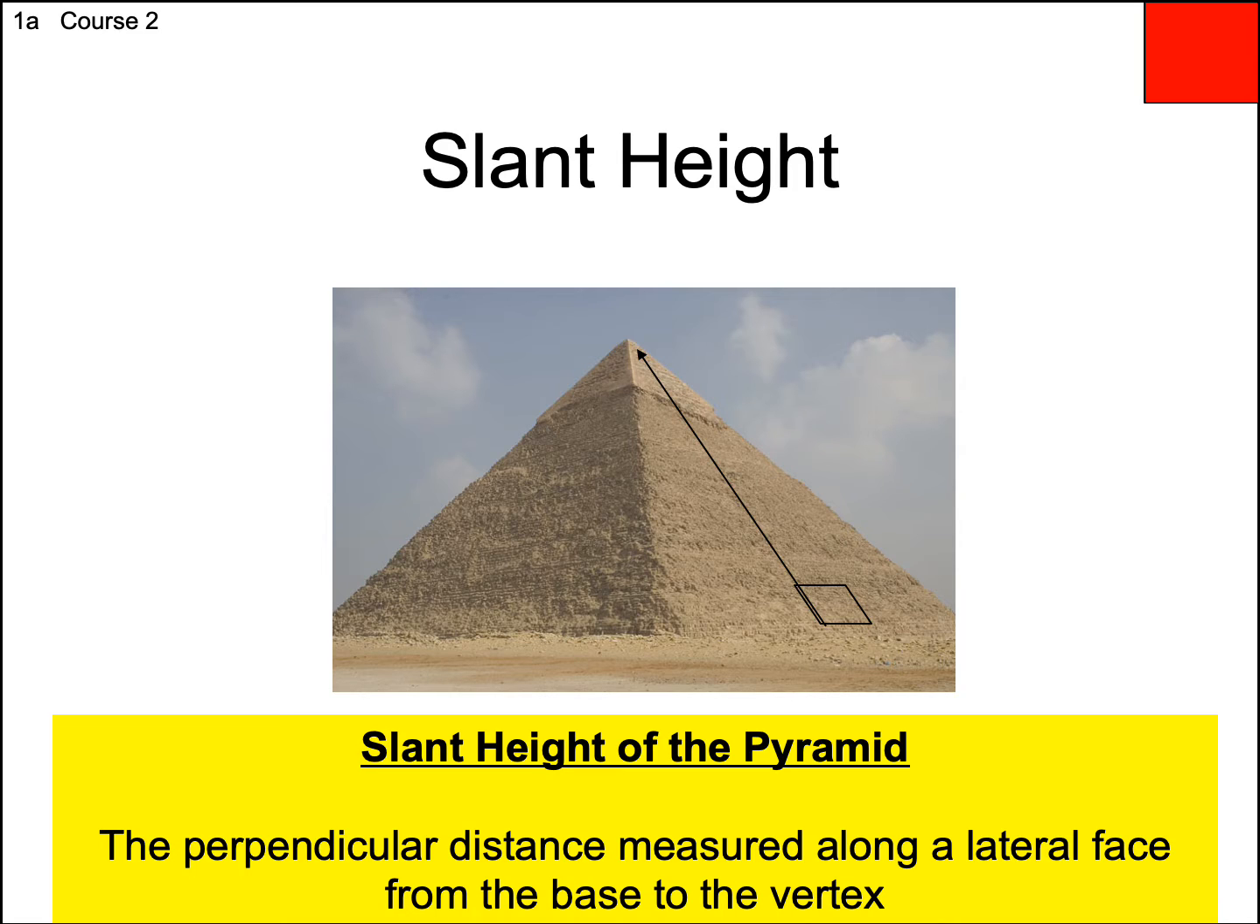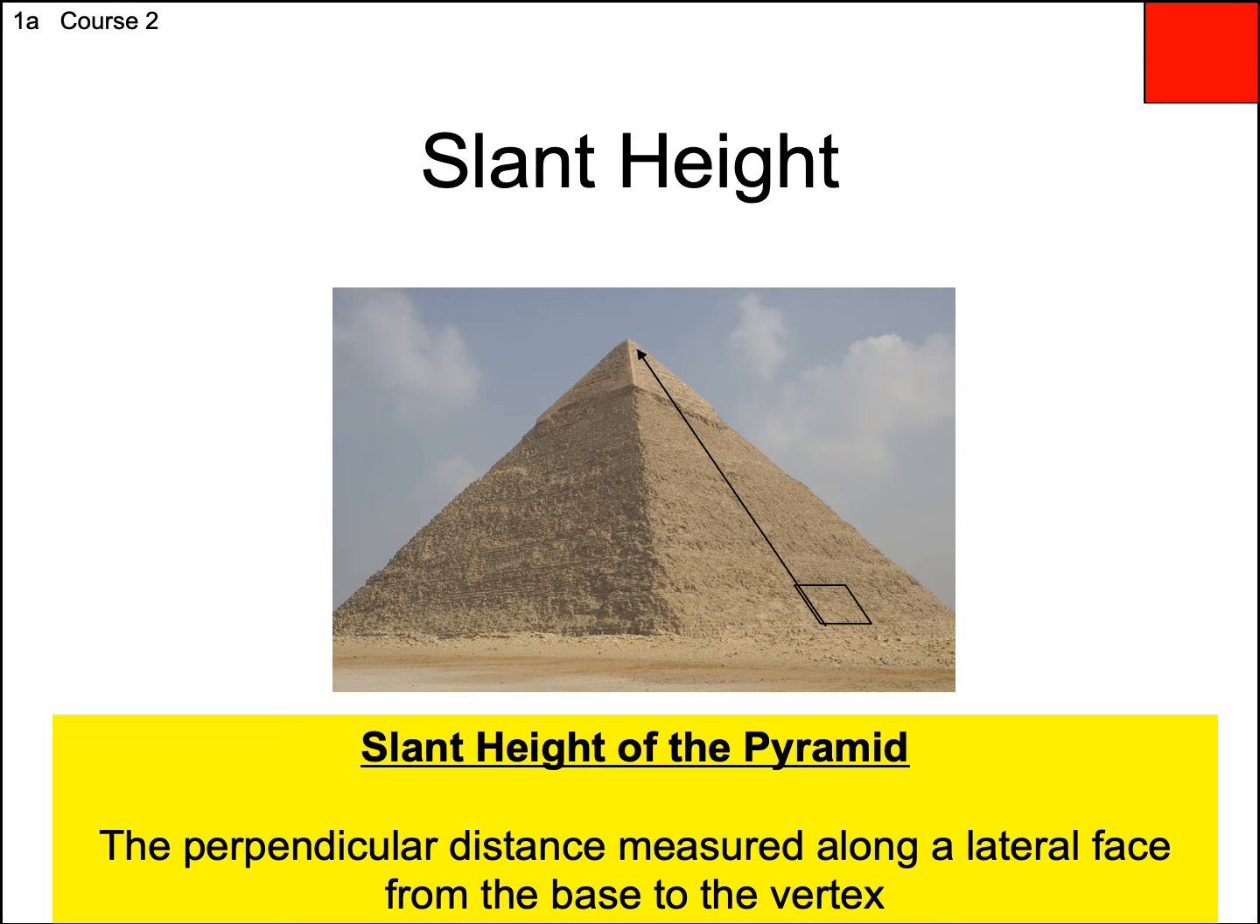That's the name of the sides of a pyramid: lateral face, from the base to the vertex. Remember, the base here would be a rectangle, and so we're going to go along there, and it's got to be a perpendicular distance, so that's why it's kind of in the center right there. Okay, so that's what's called the slant height.